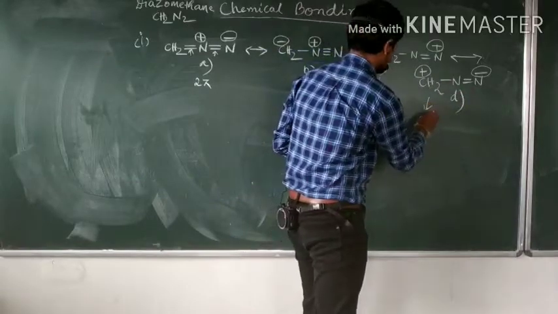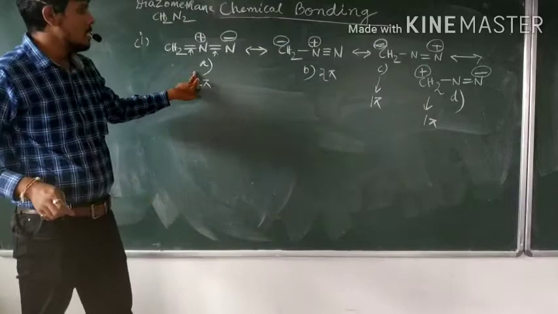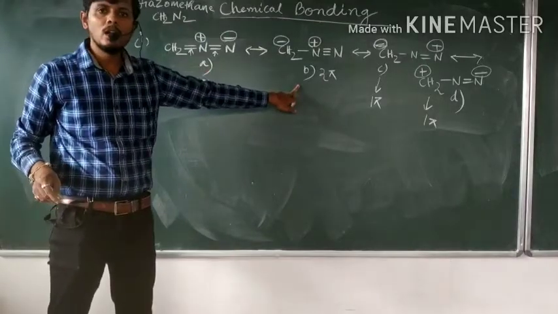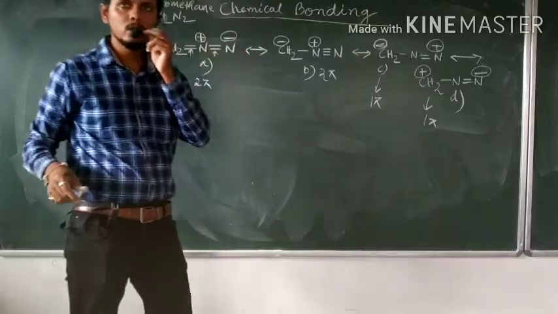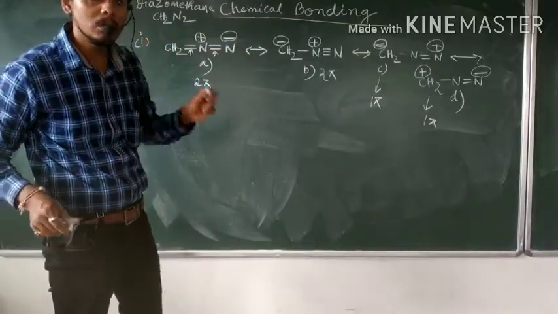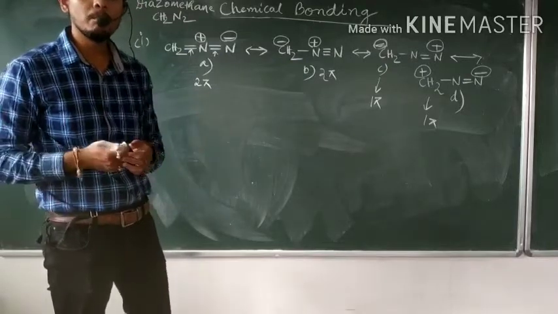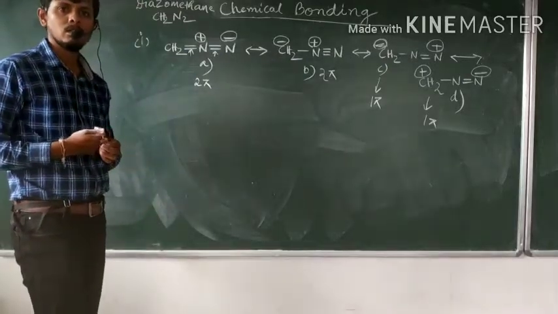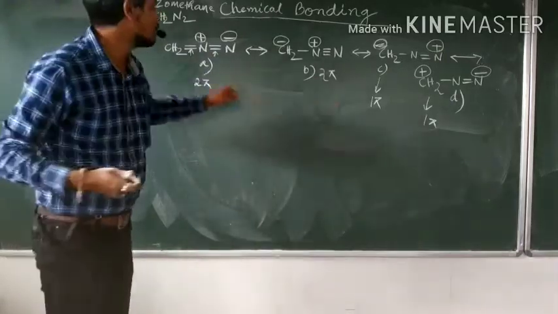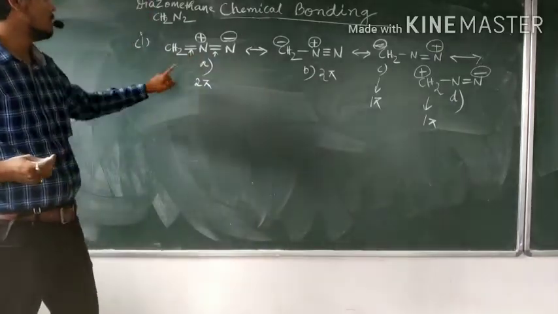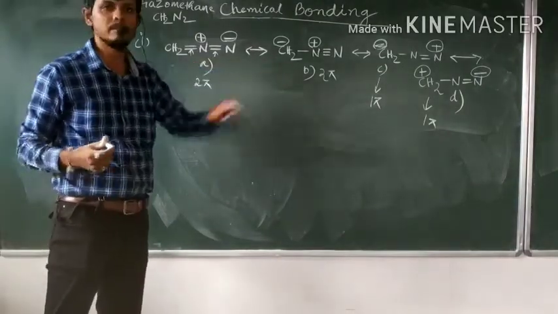That means A and B are more stable than C and D. Why? Because the number of pi bonds is greater in A and B than in C and D. Okay, so this is the first thing. Now, how will we compare between A and B?